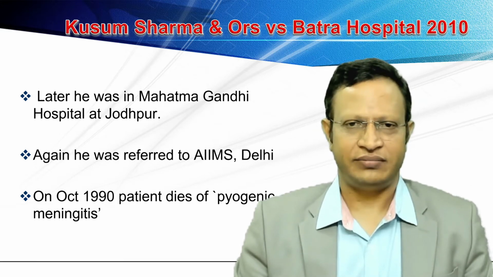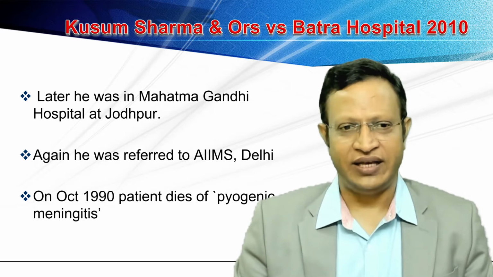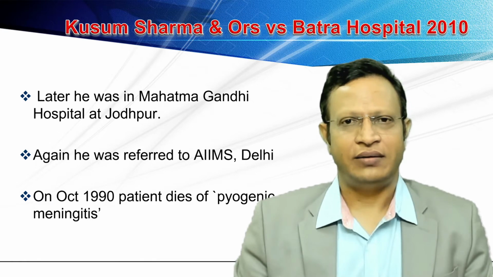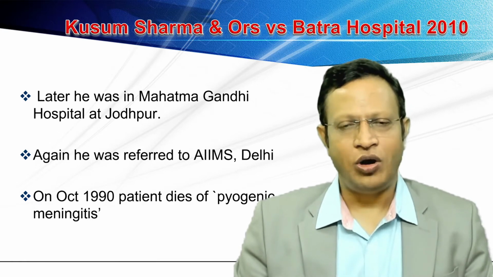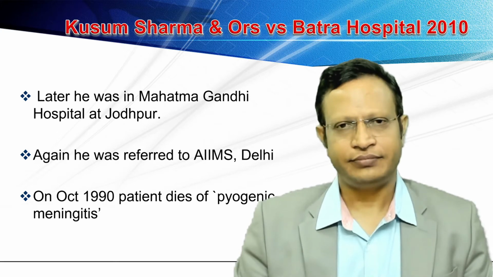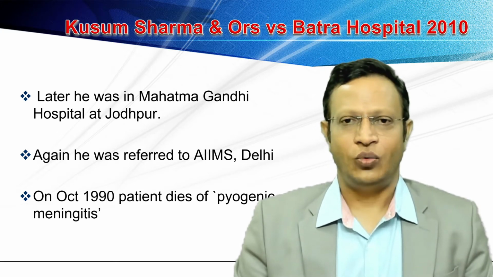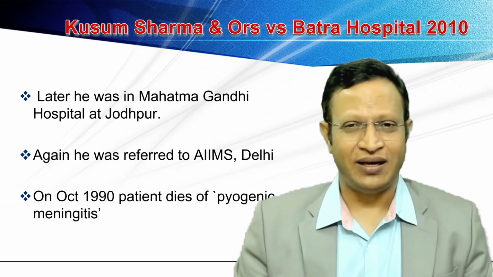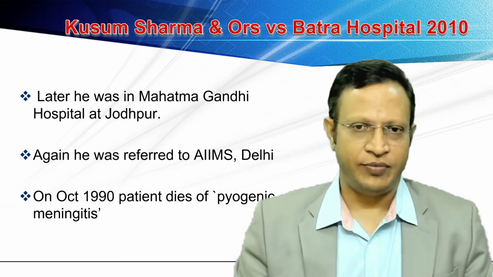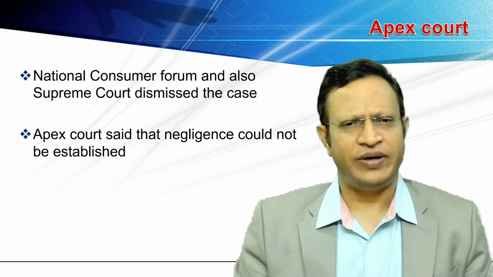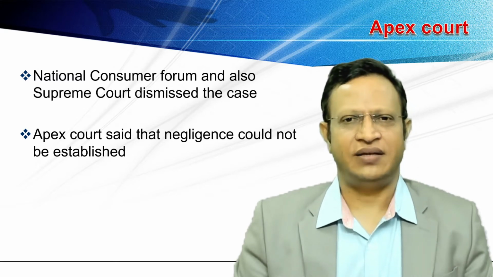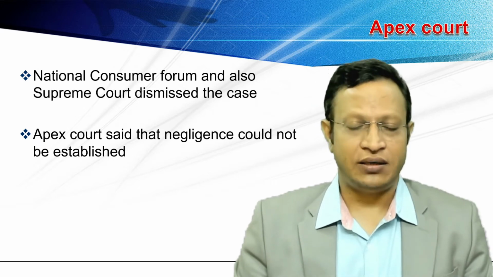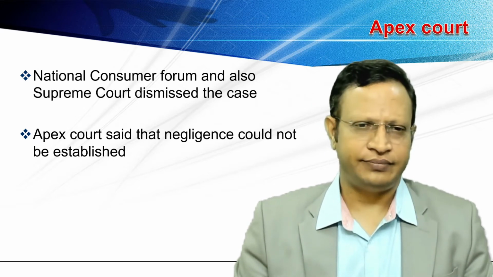There he had high fever. They started some antibiotic and they also said that you go back to AIIMS Delhi. In October 1990, the patient developed a high fever and he developed pyogenic meningitis and he dies. This was the case which resulted in the death of the patient, where the wife of the patient becomes very angry and takes the Batra Hospital to the Supreme Court. The National Consumer Forum and the Supreme Court both dismissed this case, saying that there was no negligence and the complainant could not establish any kind of negligence either on the Batra Hospital or any other hospital.